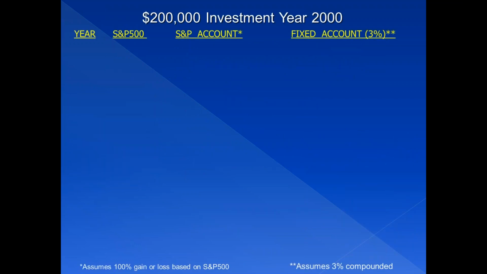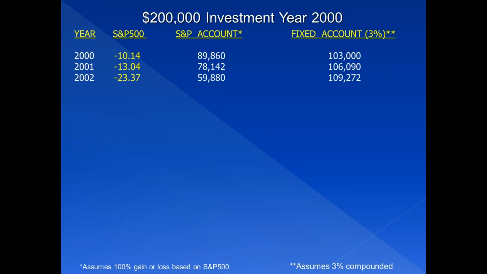To do this, we're going to take an individual that has $200,000. The year is 2000. They're going to put $100,000 in an equity account. We're going to assume it performs identical to the S&P 500. They're going to put the other $100,000 in a fixed account that's going to compound at 3%. Let's see what happens. Again, the date is January 1st, 2000.